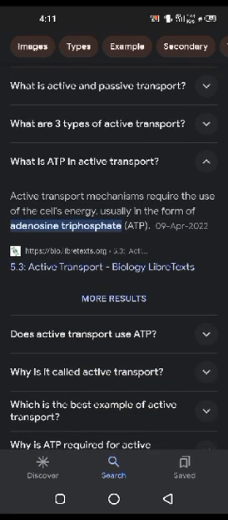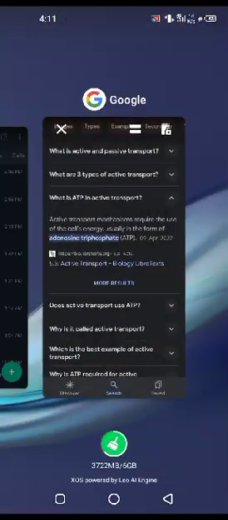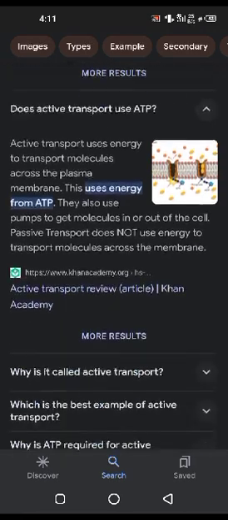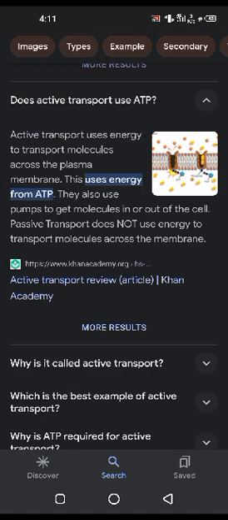What is ATP in active transport? Active transport mechanisms require the use of the cell's energy, usually in the form of adenosine triphosphate (ATP). Active transport uses energy to transport molecules across the plasma membrane. This uses energy from ATP. They also use pumps to get molecules in or out of the cell.